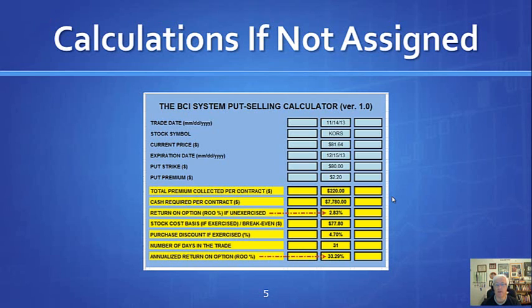Now, if the price of the stock remains above the strike of 80, then the put will not be assigned. So we calculate our return on our option, if unexercised, and you can see that is 2.83%.